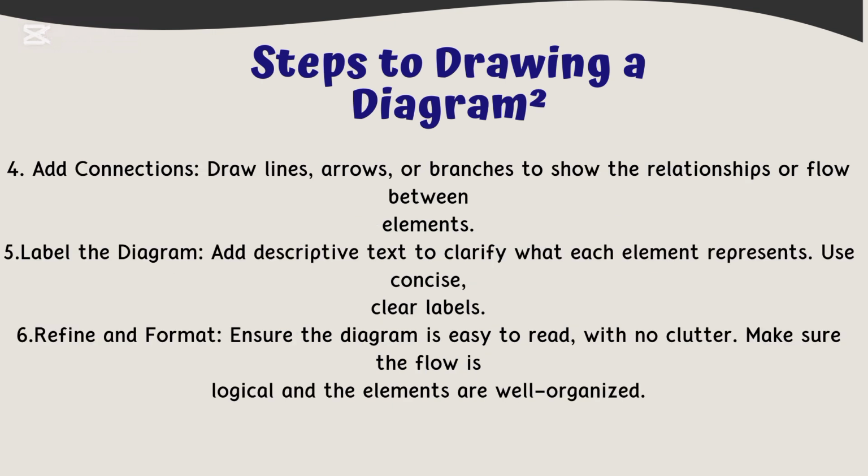The fourth one is to add connections. Draw lines, arrows, or branches to show the relationship or flow between elements. The fifth one is to label the diagram. Add descriptive text to clarify what each element represents. Use concise, clear labels.